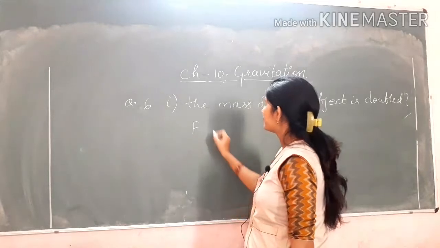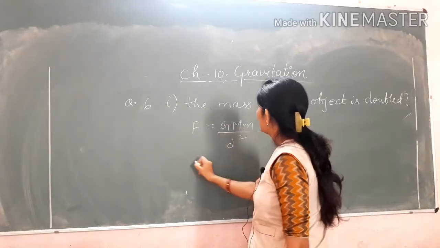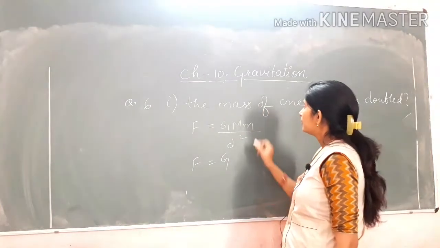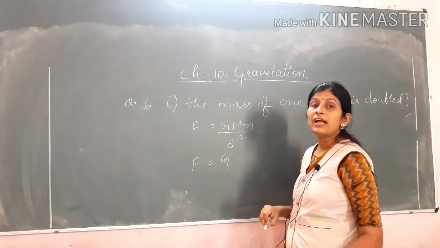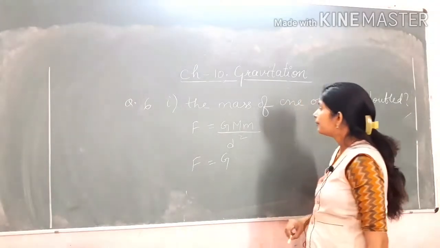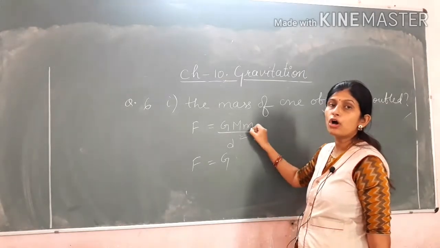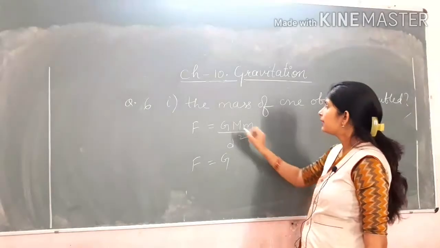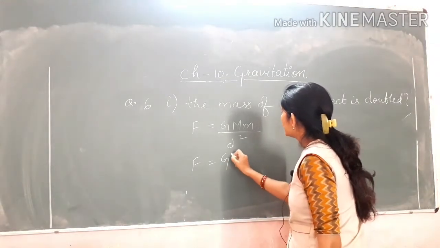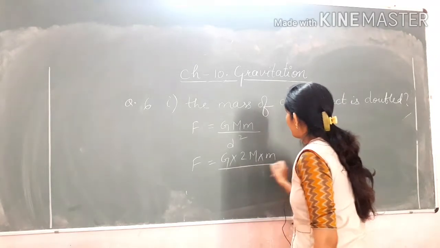Gravitational force F is equal to G M into m upon d square. The mass of any one of the objects is doubled. So we can double either the mass of first object or the mass of second object. I am doubling the mass of first object. So F is equal to G into twice M into m upon d square.